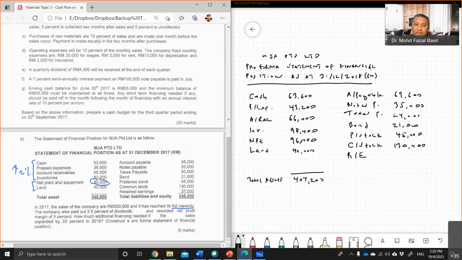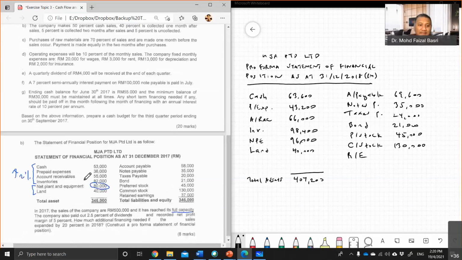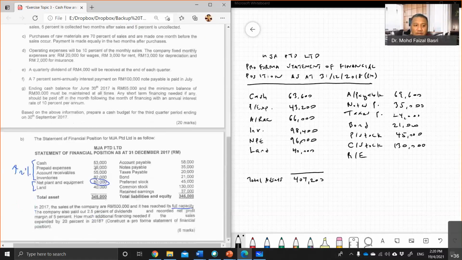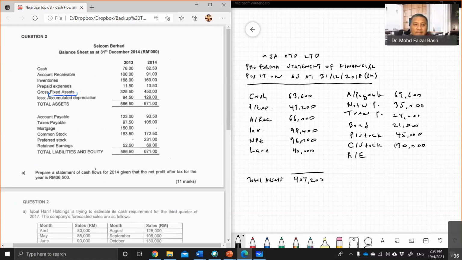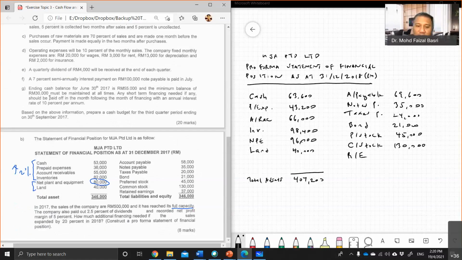But in some other cases, the fixed asset is general. For example, I'm going to use this example of a statement of financial positions where they use the words gross fixed asset or net fixed asset, so the fixed asset is general. If this is the case, we are going to use the same rule as for net plant and equipment. We increase the fixed assets if, again, it has reached full capacity, or else it will remain constant.